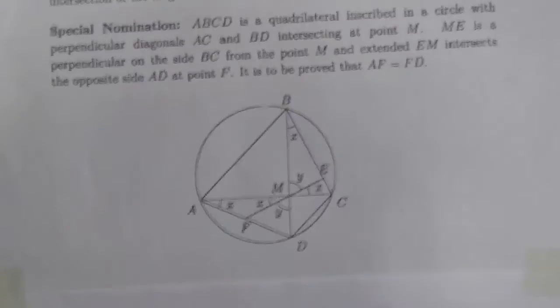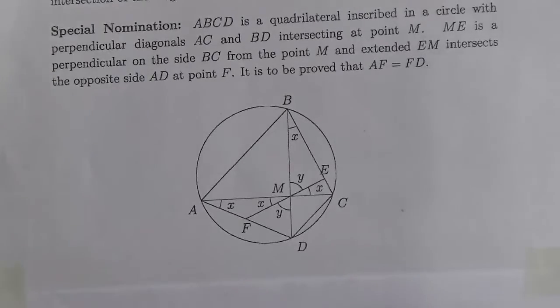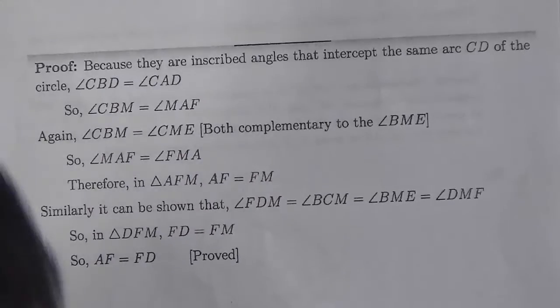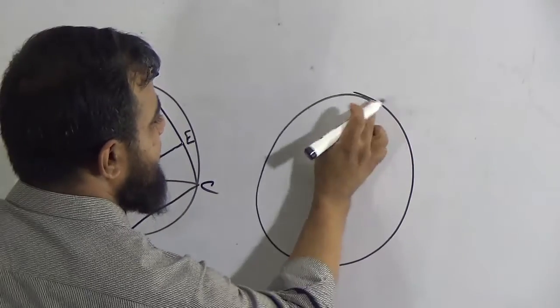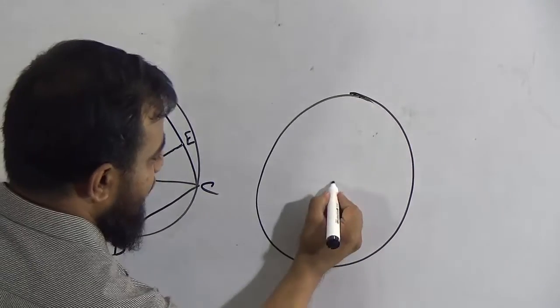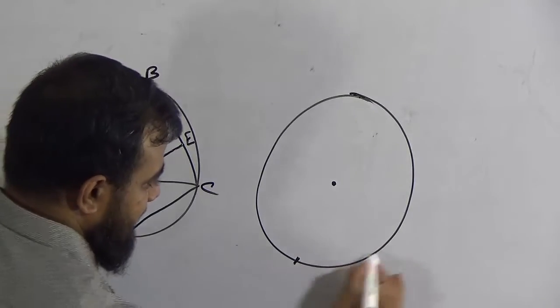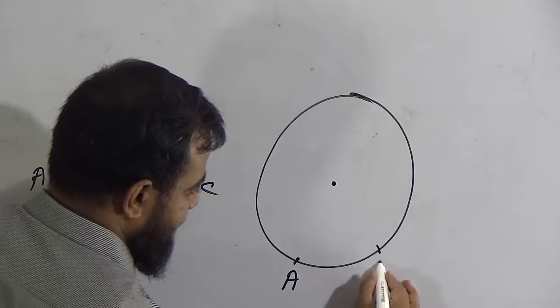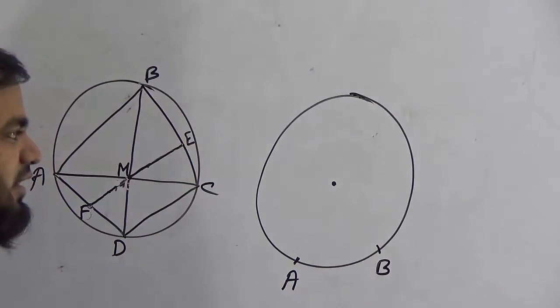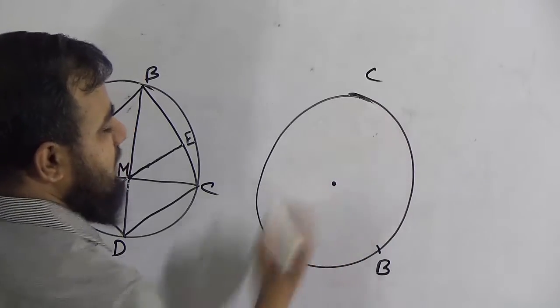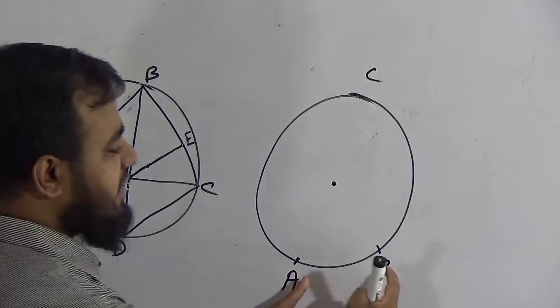The proof is so small, but before proving this one we need three basic concepts. The first concept is, in any circle, if we consider any chord, suppose it's AB, a chord on the circle ABC. On the circle ABC, AB is any chord.